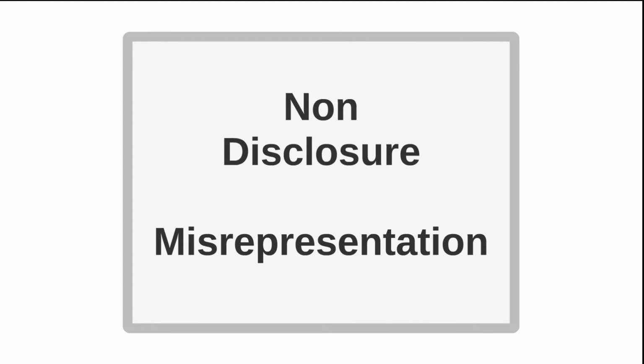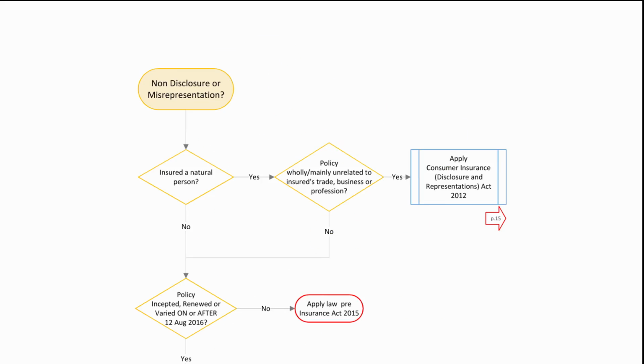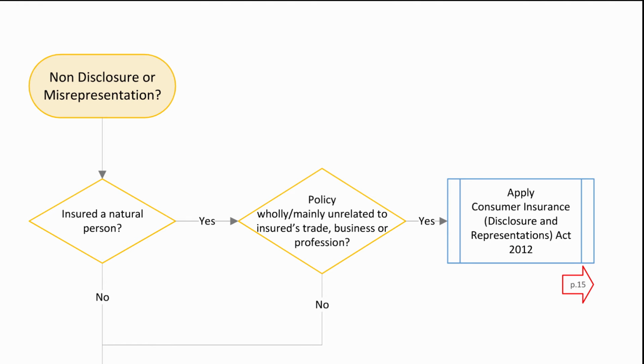Let's look at how the guide works, and we'll take non-disclosure as an example. The guide is a series of charts. Each chart has a number of symbols. I'll explain what they're for. Most of the guide is a series of questions that you answer yes or no. These diamond shapes contain the questions. You follow the lines depending on your answer until you're provided with the conclusion that you're looking for.